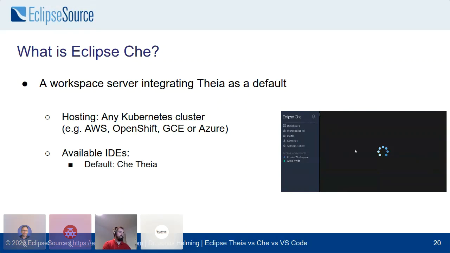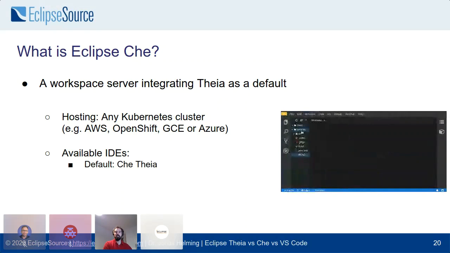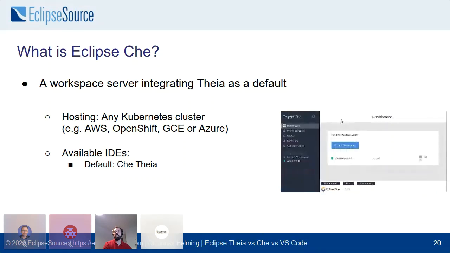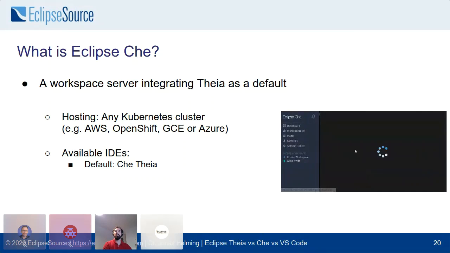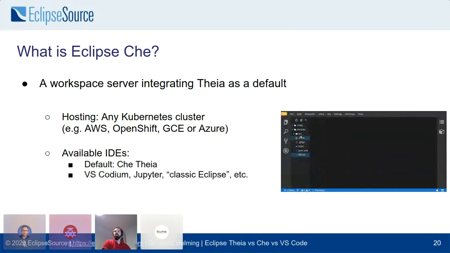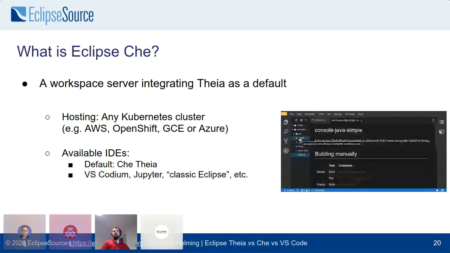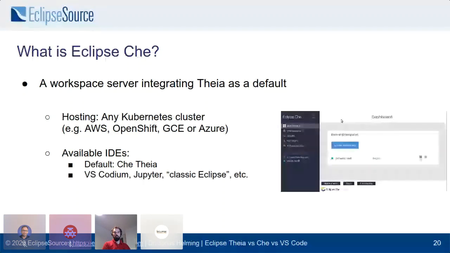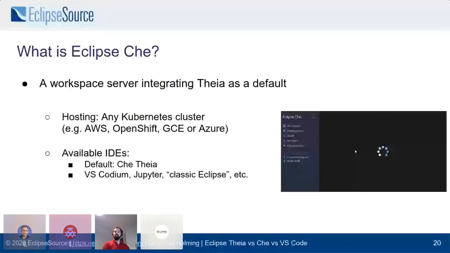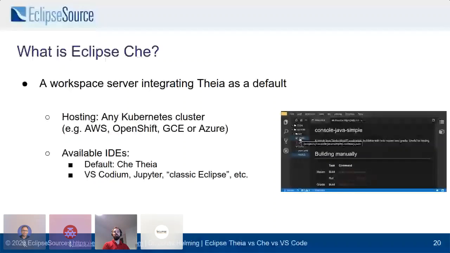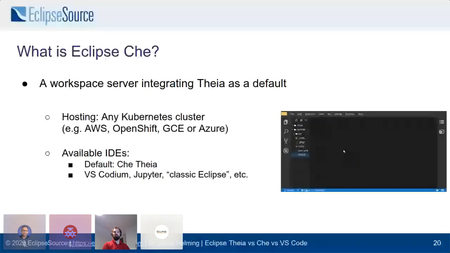The available IDEs, and there it gets interesting. So the default is Che-Theia. That's a custom Theia version that Che provides as a default IDE. However, you can also use other editors in Che. For example, VS Codium, like the open source version of VS Code, Jupyter, Classic Eclipse that integrates the desktop Eclipse version running in the browser. IntelliJ has been recently announced. And you can even add your own editors if you're missing something. So you have a lot of flexibility there.